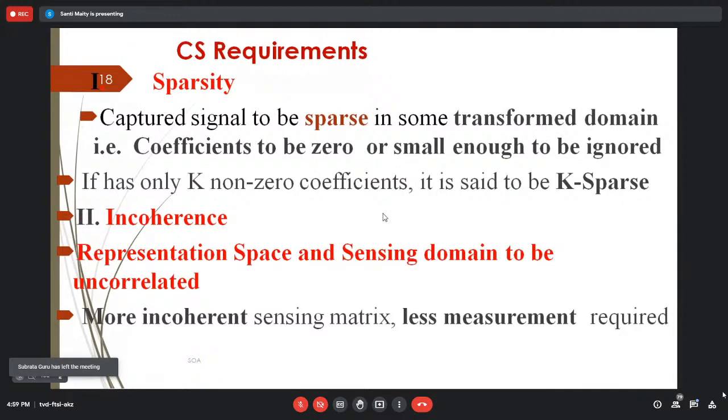Now, before I show what the representation space and the sampling or sensing space are, just imagine I show you a palm-tree-like structure of impulses, which is very localized in time.